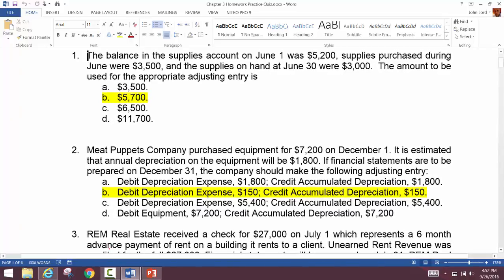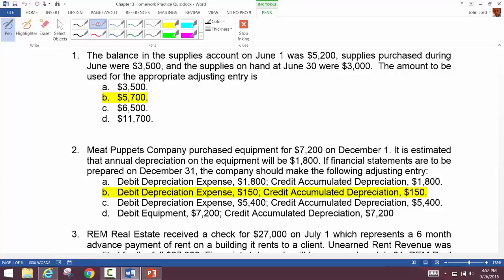This is the chapter 3 quiz, and again, I showed you where that is up on Canvas. If you have your computer and you want to pull that out, you can. We're looking at adjusting entries. They tell us that on June 1st, the supplies account was $5,200, and supplies purchased during June were $3,500.